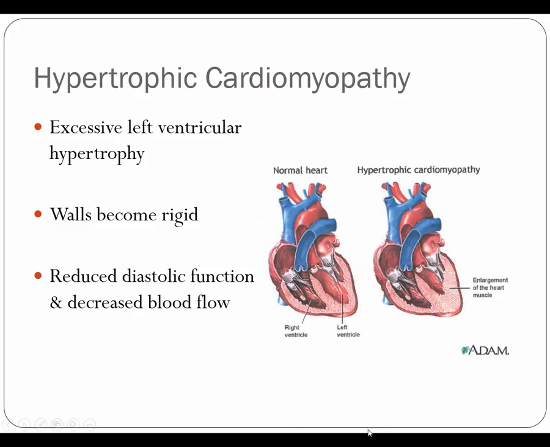Hypertrophic, excessive left ventricle hypertrophy. Walls become rigid. That's the big problem with this. Even though they get nice and enlarged, and you would think, well, that's going to increase the surface area. Well, the heart is shaped the way it's shaped for a very particular reason. The chambers need to be exactly how large they're made to be. If they're too big, it's going to cause a problem.